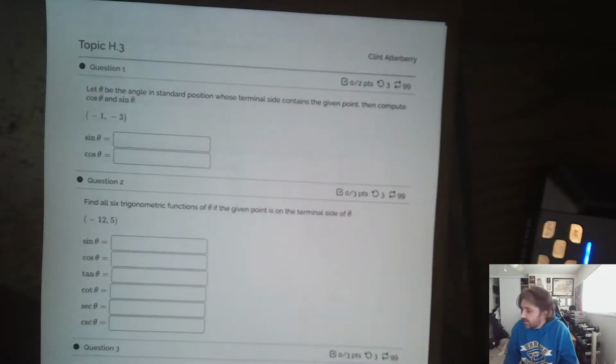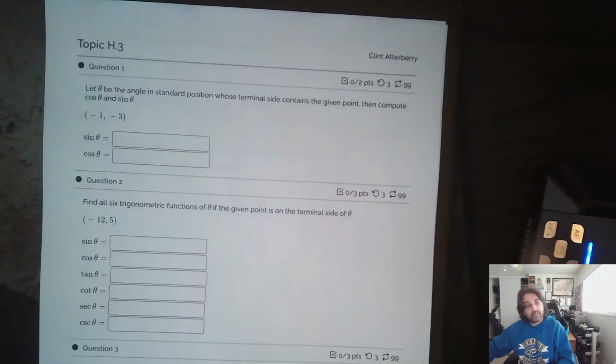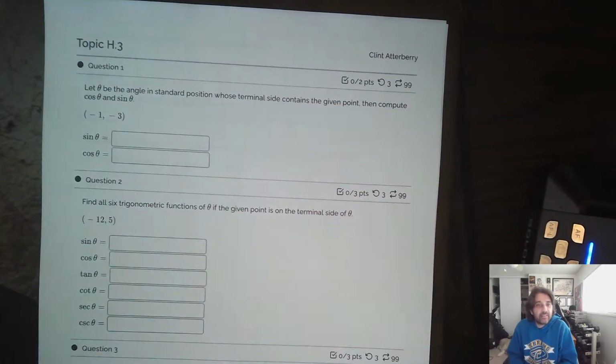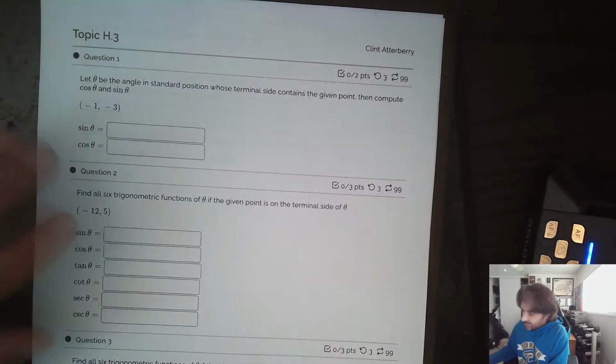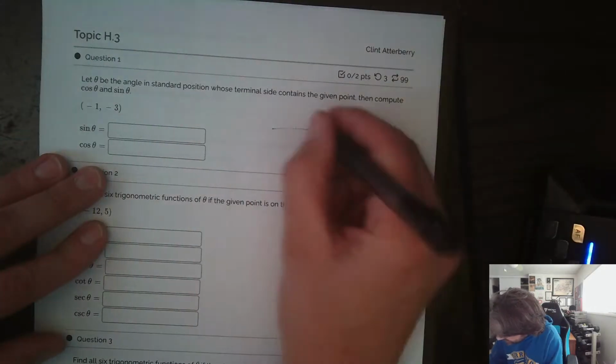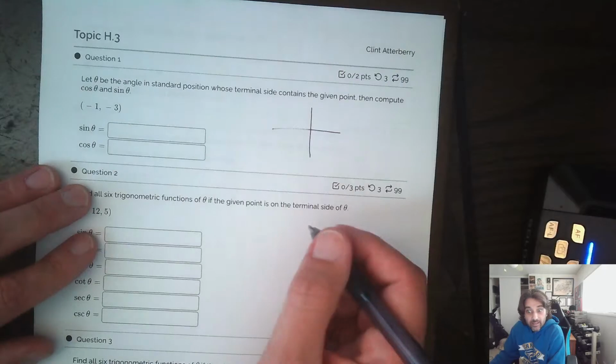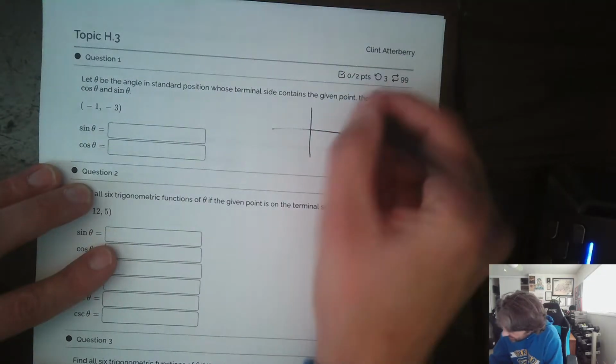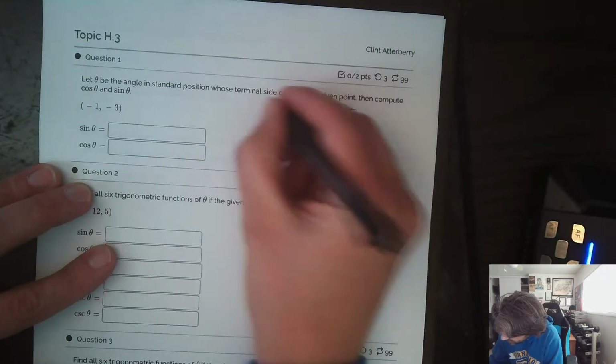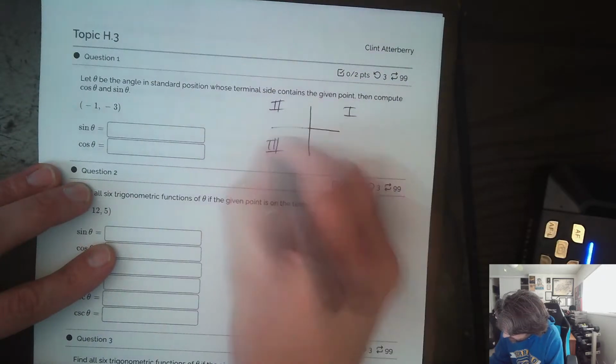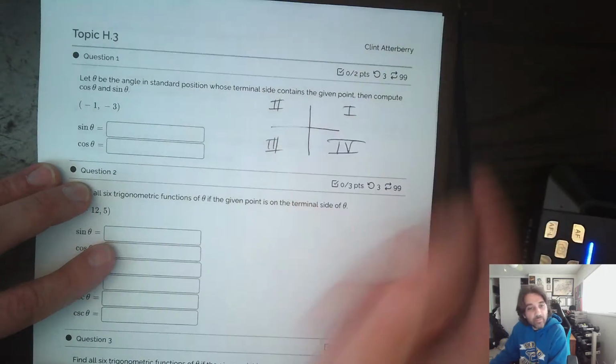All right, so let's take a look here at this assignment for the week. It says let theta be the angle in standard position whose terminal side contains a given point, then compute cosine theta and sine theta. To say standard position, what they're talking about here is this graph. Think about it as quadrant 1, quadrant 3, quadrant 4. Okay, don't be scared.